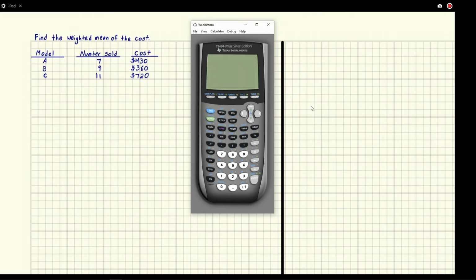Eric Burgess here, and we've been asked to find the weighted mean of the cost. The difference between a weighted mean and a regular mean is that some of the X points are worth more than other X points.